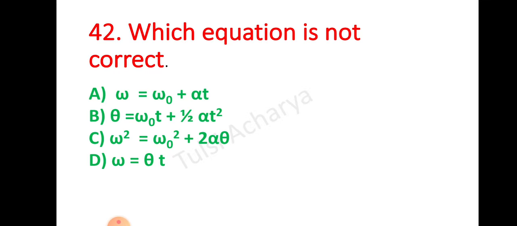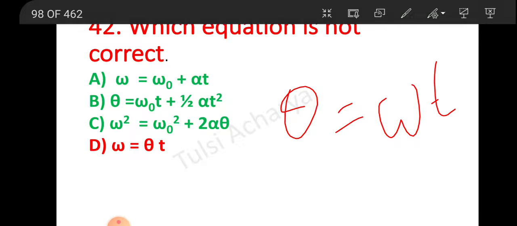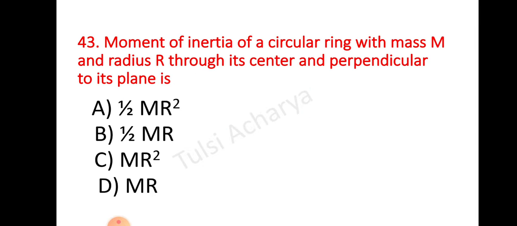Which expression is not correct? If you see this expression, the first three expressions are correct, but this D is wrong, because theta is omega t, but here it is written omega is equal to theta times t. So option choice D is the wrong one for question number 42. Now let's move to question number 43.